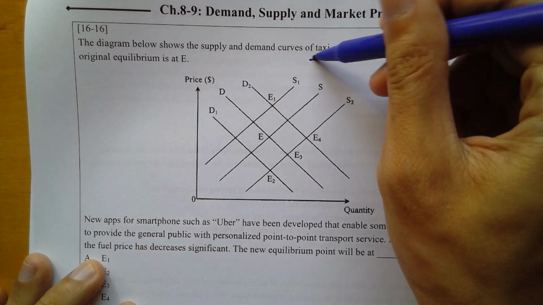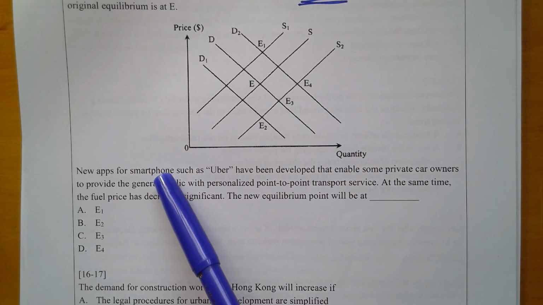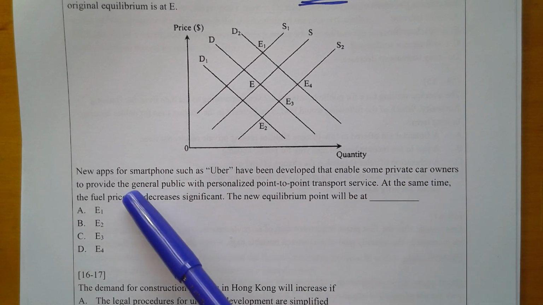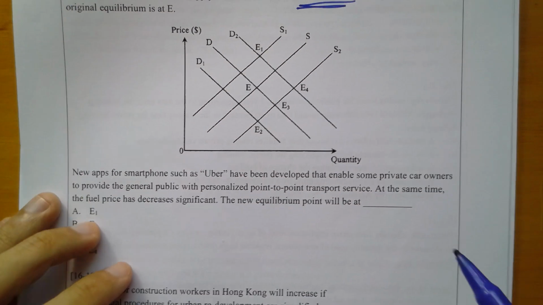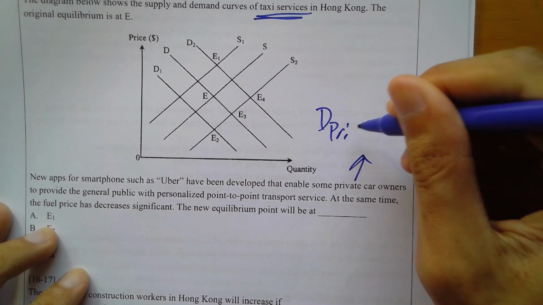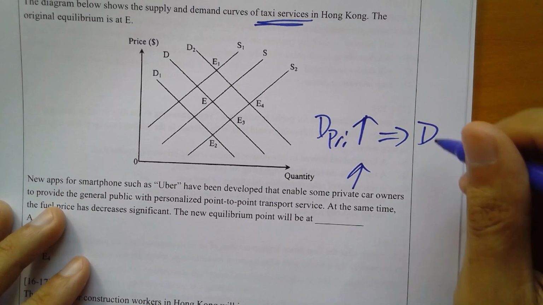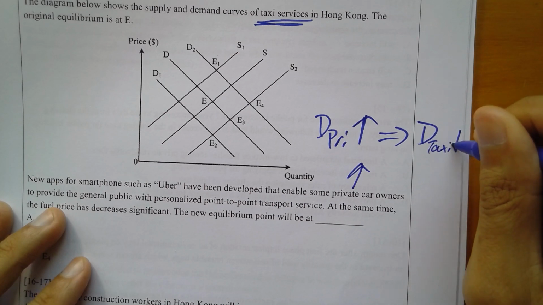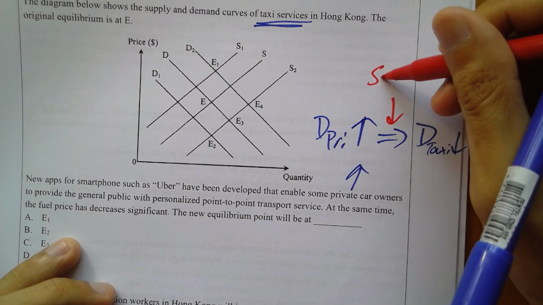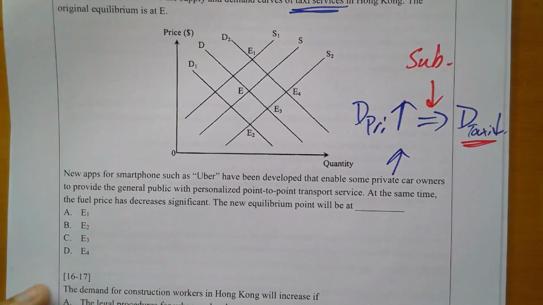Taxi service. We are talking about taxi service. Now, suppose there is a new app for smartphones developed to enable some private car owners to provide services to the general public. Right? So, with private cars, demand for these private services increases. That would mean demand for taxis would decrease. Why? Because the relationship we call substitute. So demand decreases on one hand.